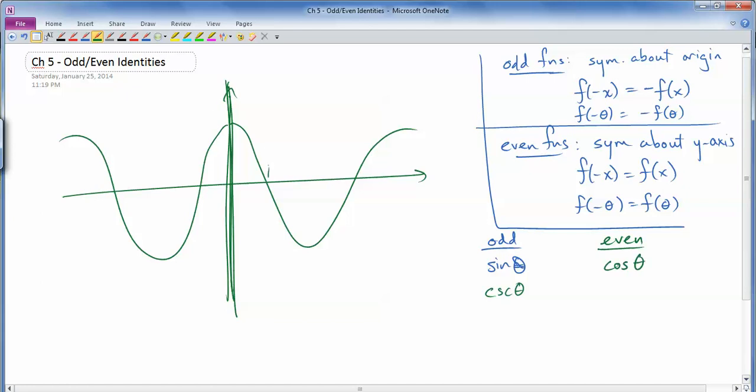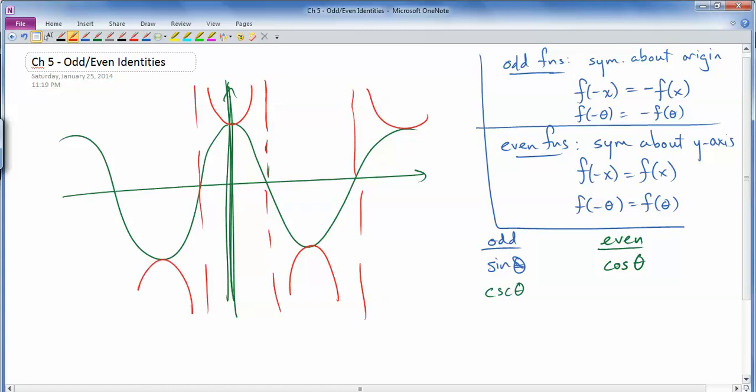And since its reciprocal function is secant theta, and secant theta is built basically right off the cosine graph, secant theta has to be an even function. You can tell secant theta is also symmetric right across that line. Okay, so there are those.